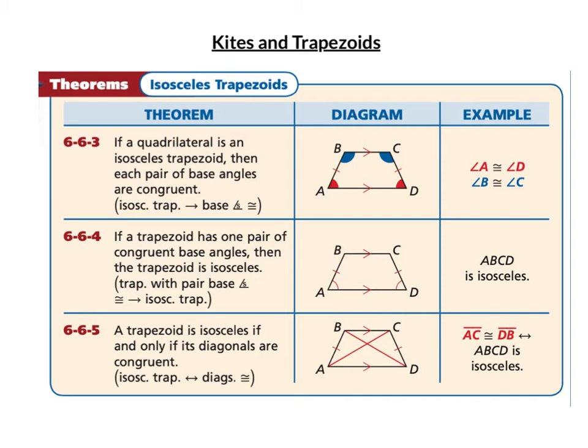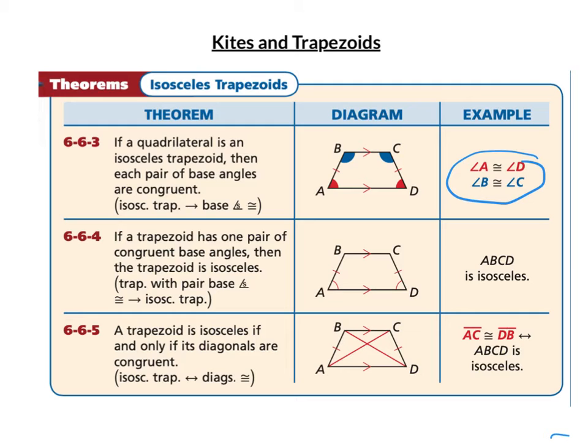An isosceles trapezoid has some specific properties. If a quadrilateral is an isosceles trapezoid, then each pair of base angles are congruent. So just like in an isosceles triangle, you have base angles congruent. An isosceles trapezoid also has base angles congruent. So A and D are congruent, and B and C are congruent. And if a trapezoid has a pair of congruent base angles, if it's just a trapezoid, then we know that it's isosceles because those base angles are congruent.